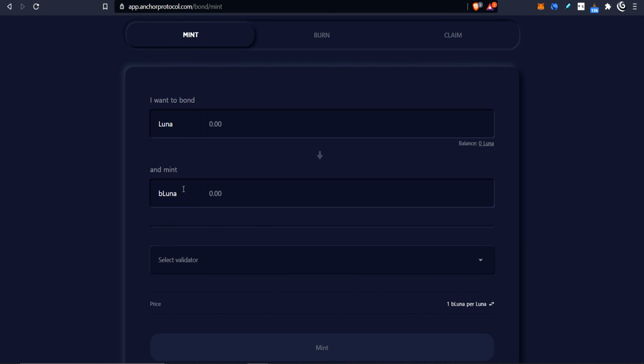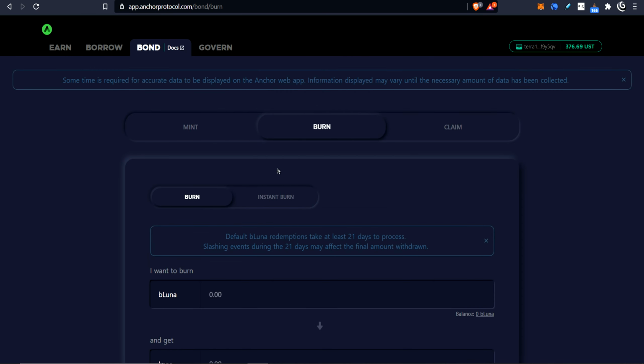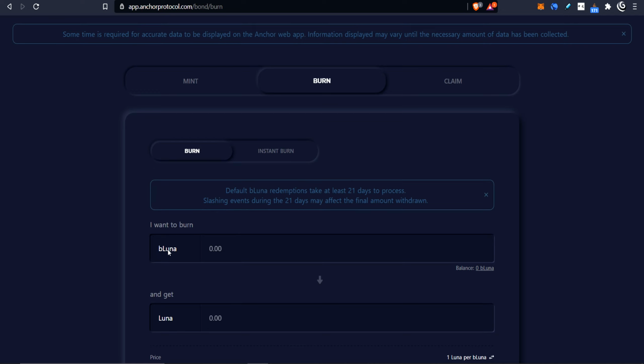So back to Anchor. If you got some Luna, you can mint it into B Luna. It's going to gain some rewards. Like I said, a whole bunch of other tokens will become rewards for them, and I'll talk about that when we go to claim. Now let's say I want back my Luna tokens because I want to sell out or do whatever I want to do with my Luna. You could go to burn and try to unmint your tokens. So you'd unmint the B Luna and get back Luna.